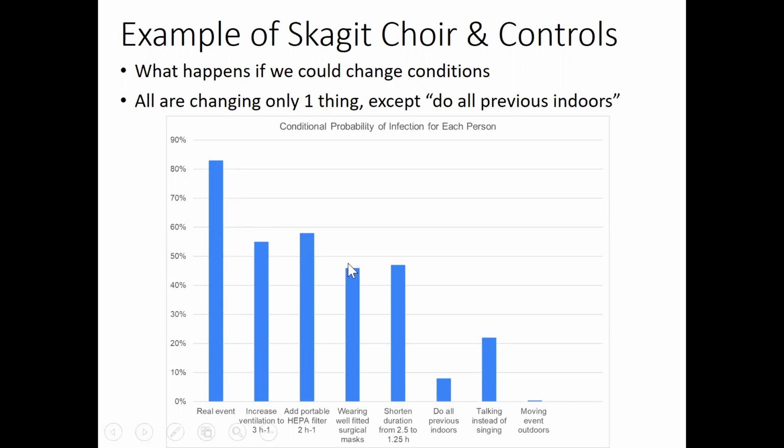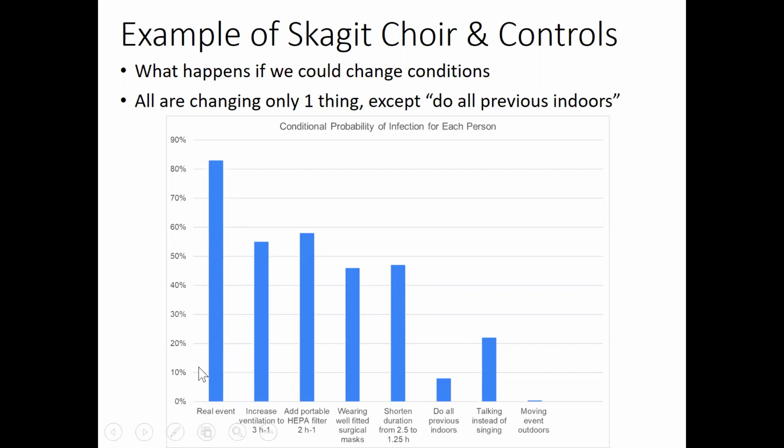So in every case here, we're doing one thing at a time, except in this one in which we do multiple things. So here we're saying, okay, it's the choir, but we increase the ventilation to 3 per hour, which is significantly more than they had. The chance of transmission goes down quite a bit.